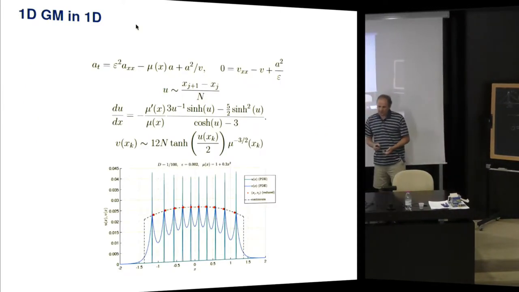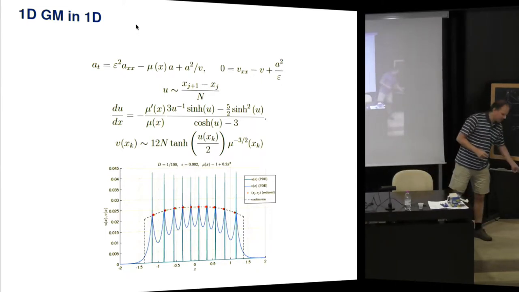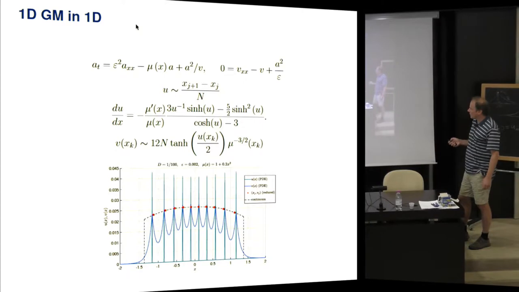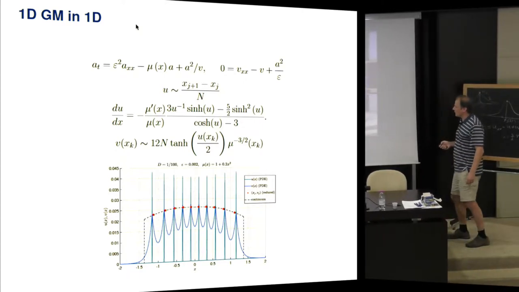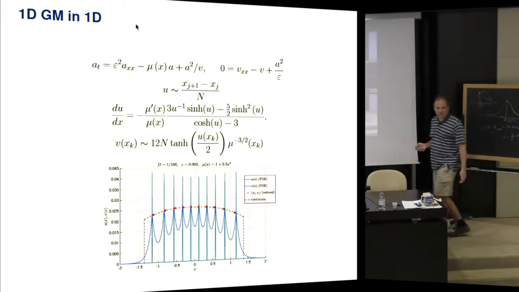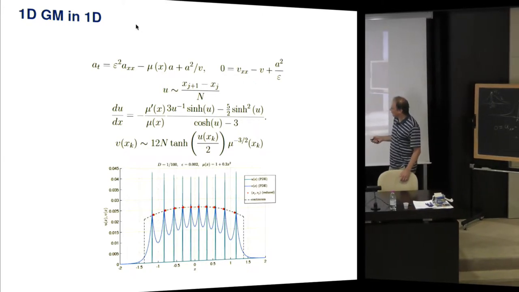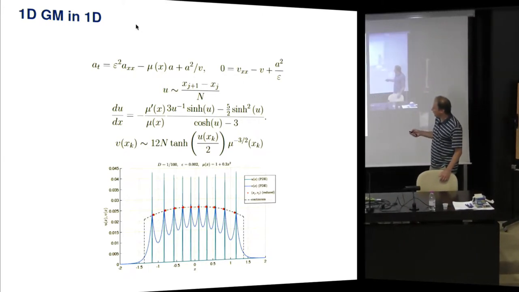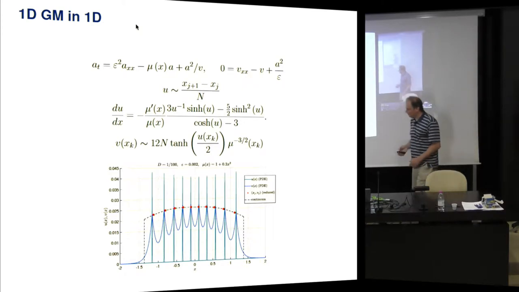Okay, so that's the two-dimensional Gierer-Meinhardt model. Let me say a few words about the one-dimensional case, which I haven't derived. In 1D, you do the same kind of thing, and the nice thing is you get a very nice explicit formula for the density. In 1D, everything works extremely accurately. I haven't looked at what the error is, but it's really good. Even with 10 spikes, you get really good agreement. This shows the comparison of the asymptotics derived from the system and the full numerics of the PDE.